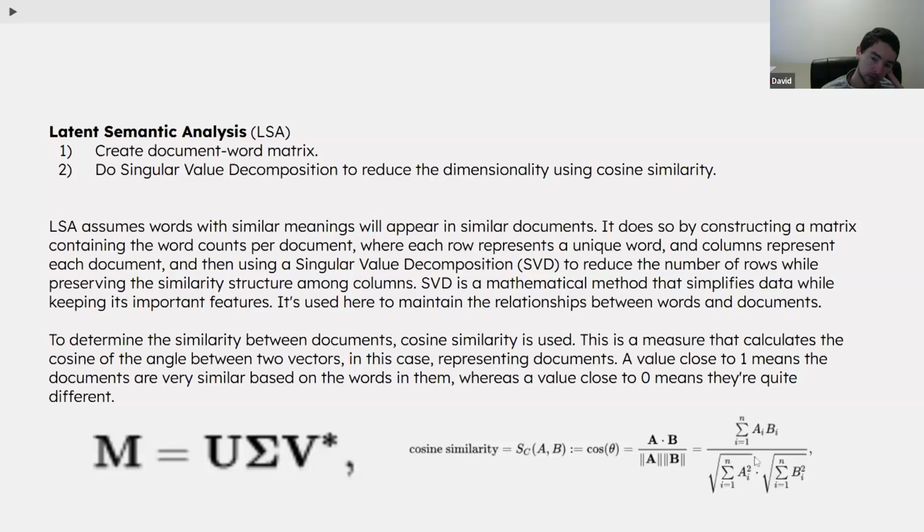If a word occurs 0 times in both documents, then that part will be 0. But if a word occurs several times in both, it'll be higher. And it'll be divided by this formula down here. In general, if two documents have the exact same words, then cosine similarity would be close to 1. And if they were completely different, if they shared no words, excluding stop words, which are removed, then the cosine similarity would be 0.